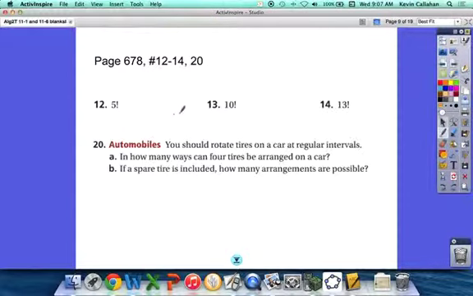Okay. So try to do these, the next set of homework problems. 12 through 14 are these right here. They're just calculating factorials. And then this is a word problem. It's got 2 different ones. In how many ways can 4 tires be arranged? And then if you include a spare tire, how many tires is that going to be?